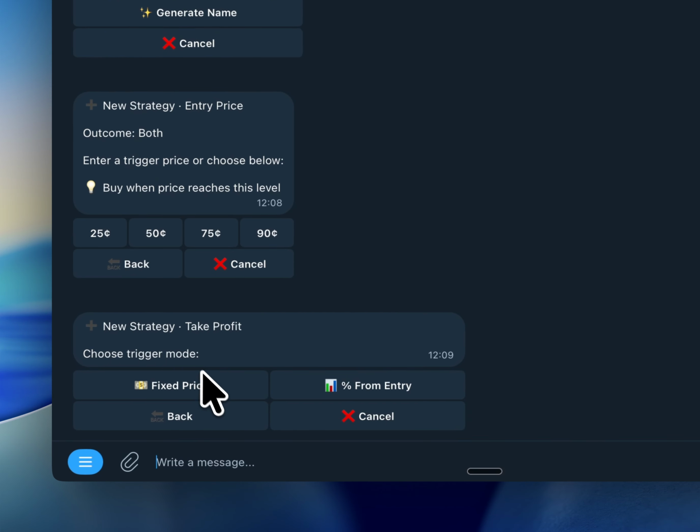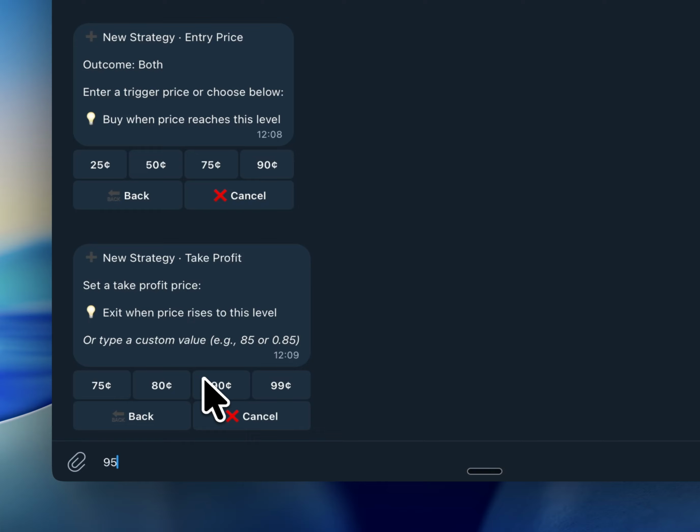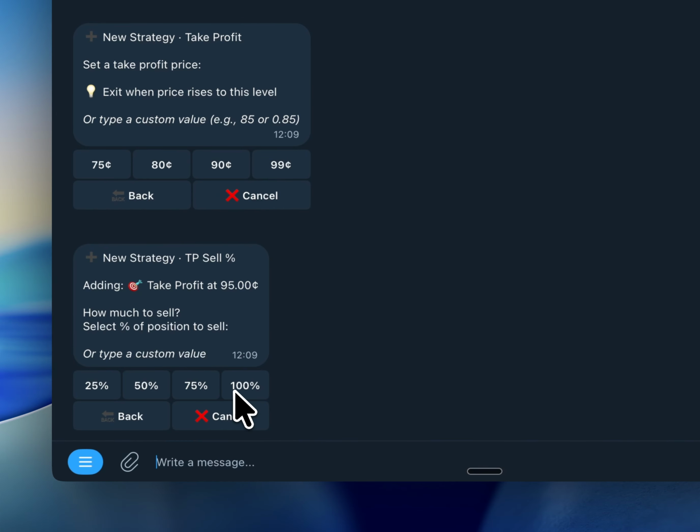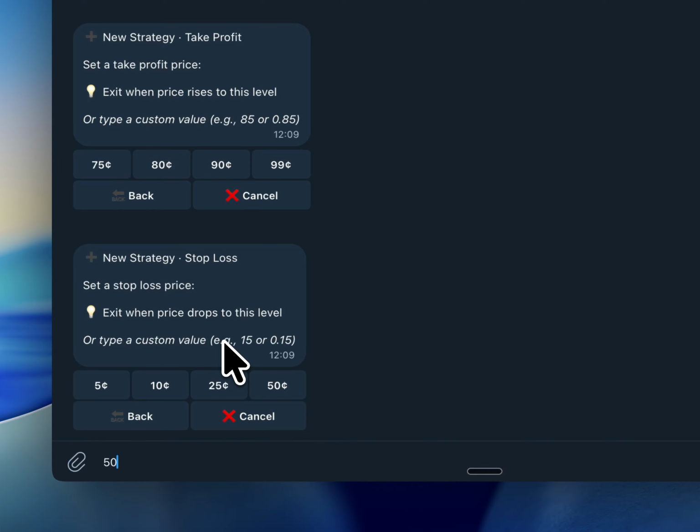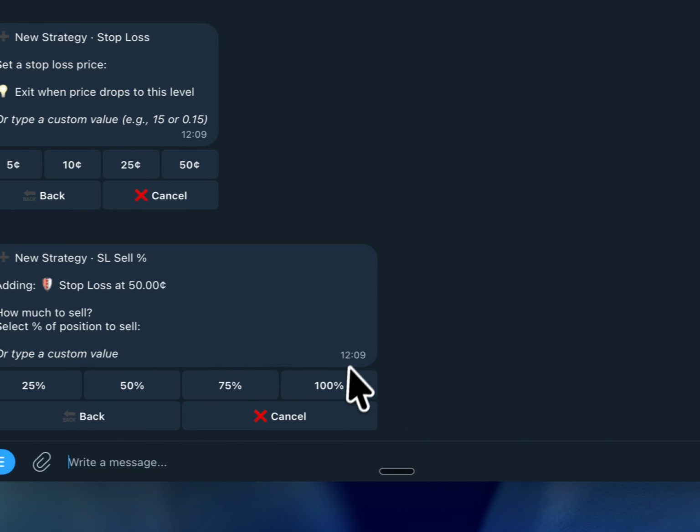Take profit at 95 cents, stop loss at 50 cents. So every position automatically closes in profit at 95 or cuts the loss at 50.